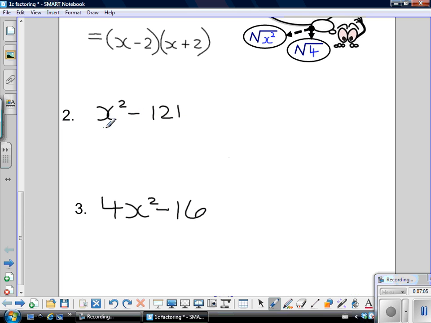So the square root of that is x. The square root of 121 is 11. So again, I have my two brackets. I put x in the first position and 11 in the second position. One is positive and one is negative. And again, it doesn't matter which bracket you have for which.